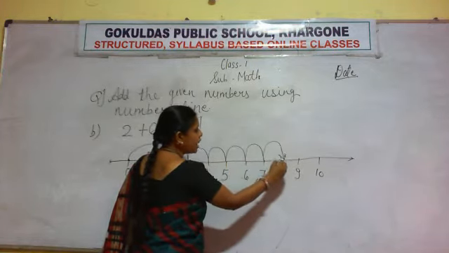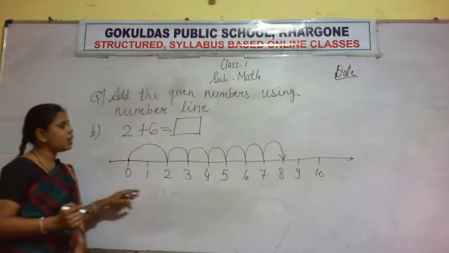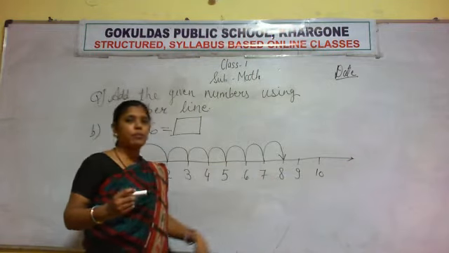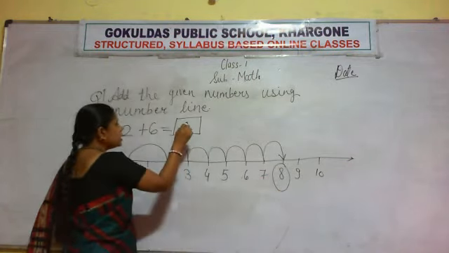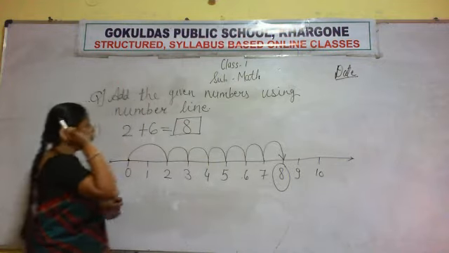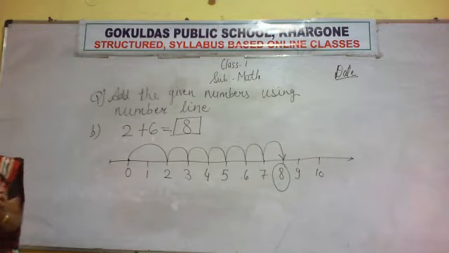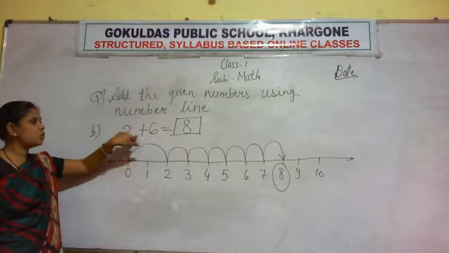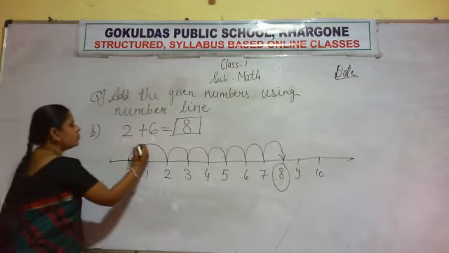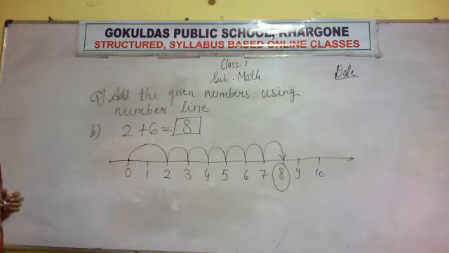How many steps have we moved? We have moved 6 steps. And at which number do we stop? We stop at number 8. That means what is our answer? Our answer is number 8. The addition of 2 and 6, how do we read this question? As 2 plus 6. The answer of 2 plus 6 will be 8. Now write fast.